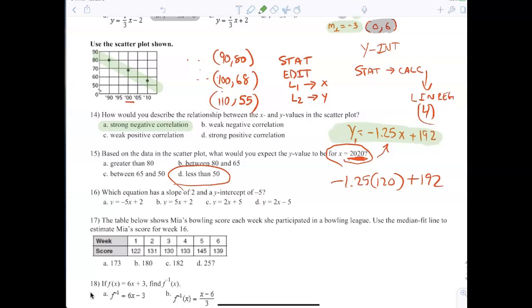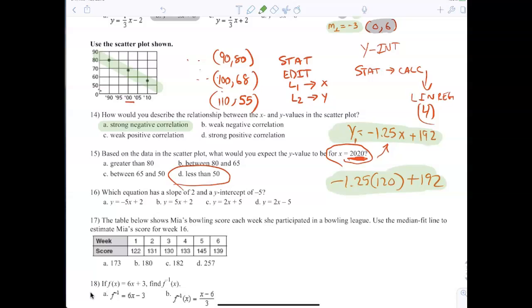All right, come on now, you got to practice that. Make sure you're good. Remember, on the table, you just type in 120 and it'll spit out the Y value. Or you can just do the equation yourself on your calculator: negative 1.25 times 120 plus 192.